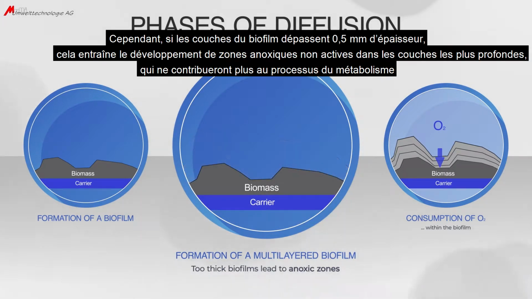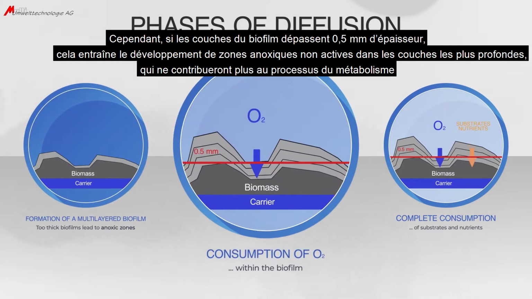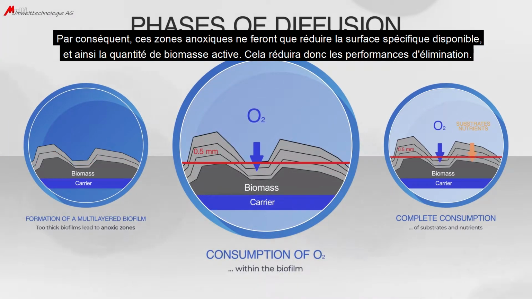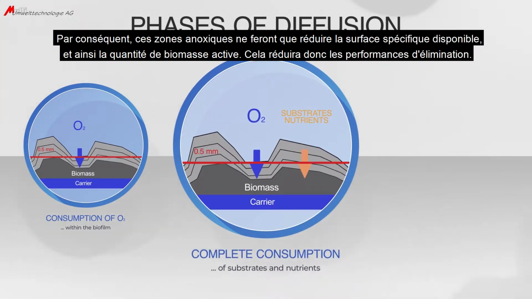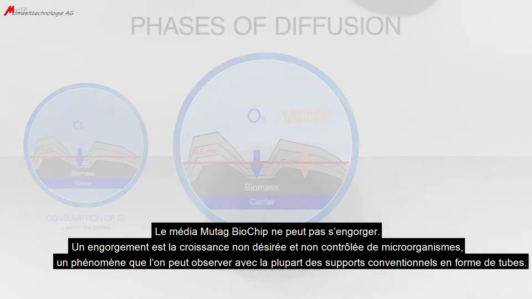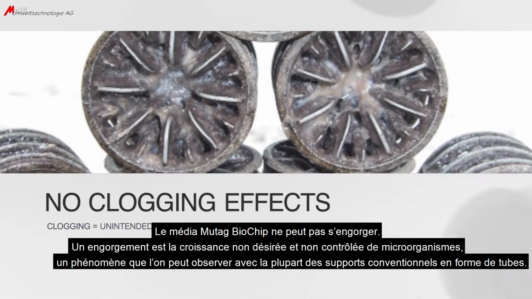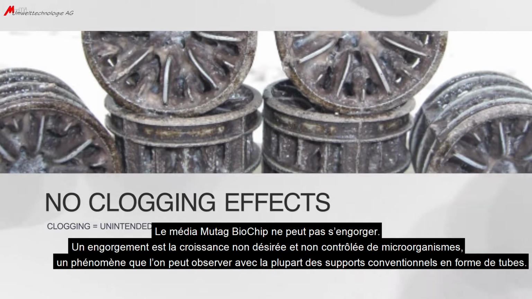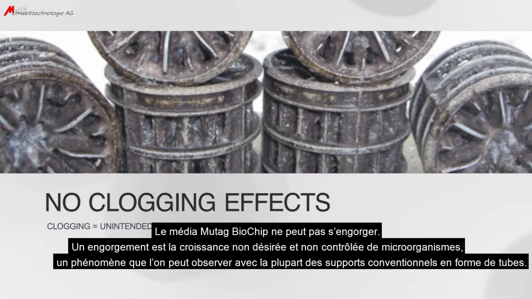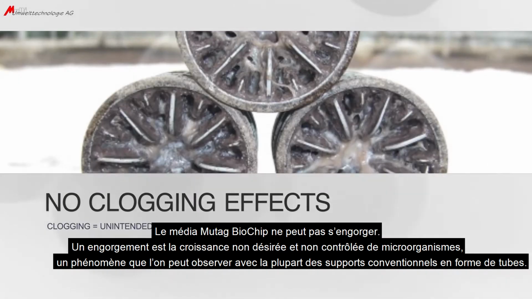However, if the biofilm layers are getting thicker than 0.5 millimeters, it comes to the development of inactive anoxic zones in the deeper layers, which will not contribute to the metabolism process anymore. As a consequence, these anoxic zones will only reduce the available active surface area and active biomass and in turn will lower the removal performance. A clogging or blocking of the Mutag BioChip cannot occur, whereas clogging shall mean the unintended and uncontrolled growth of microorganisms, as it can be observed with many conventional tube-shaped carriers.